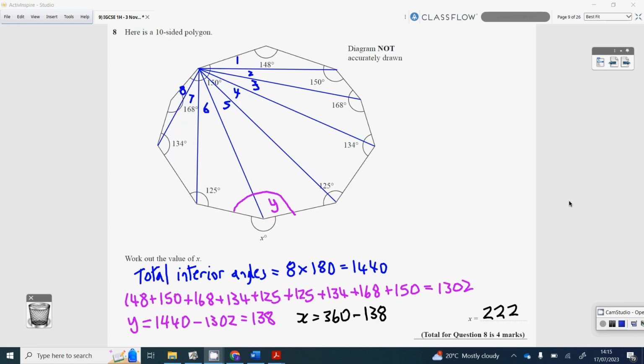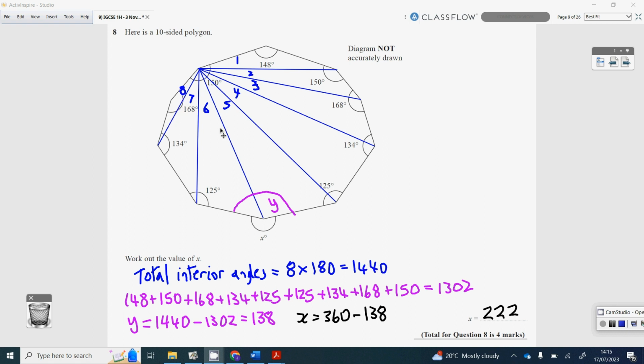Question 8. Now I'm going to start off by working out what this interior angle here is, which I'm going to call y. Once I know that, I can work out what x is. Now, this is a 10-sided polygon. Now, if you just come off from any point of your choice, going to all the other corners, you can see that a 10-sided shape creates 8 triangles. And the angles inside a triangle always add up to 180. So the total angles inside this 10-sided shape must be 8 lots of 180, which is 1440.